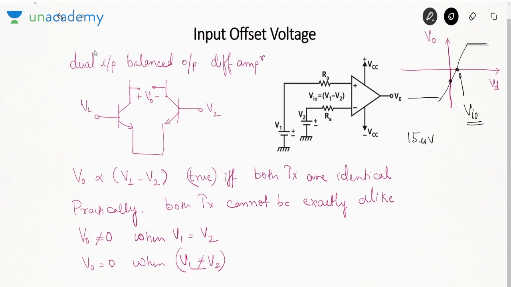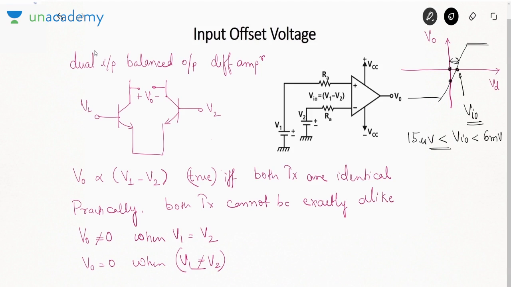Generally, this voltage lies between 15 microvolt to 6 millivolt. This voltage should be as small as possible because for an ideal op-amp, the characteristics should pass through the origin. So this difference should be as low as possible. Are you getting my point? If I ask you to define input offset voltage, what is it? It is the input difference voltage required to make the output 0.